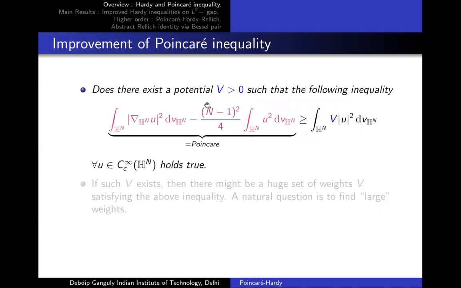Now my question is, the inequality is strictly positive because there are no functions in H1 of Hn where it is achieved. So the question is whether there exists a potential V strictly positive such that we have greater than or equal to the integral of V u squared. Whether such V exists. Poincaré says that this V is 0. So now I want to improve this Poincaré inequality with some potential V.